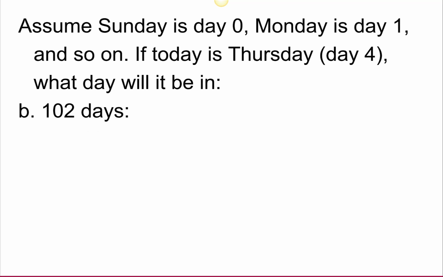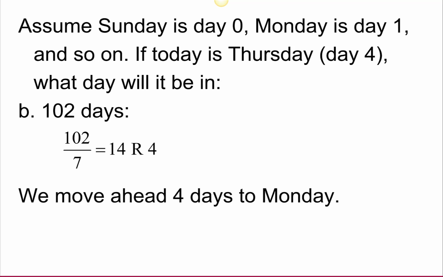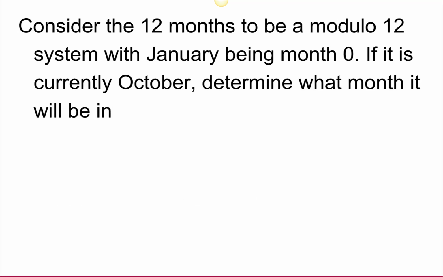What day will it be in 102 days? So take 102 and divide by 7. We get 14 remainder 4. So we would move ahead 4 days from Thursday and it will be a Monday.